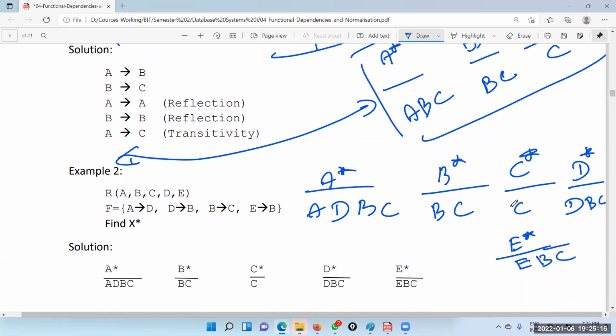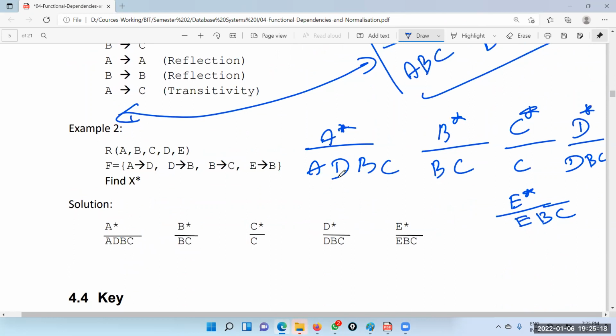Okay. A closure is ADBC, correct. B closure is BC, C closure is C, D closure is DBC, E closure is EBC.